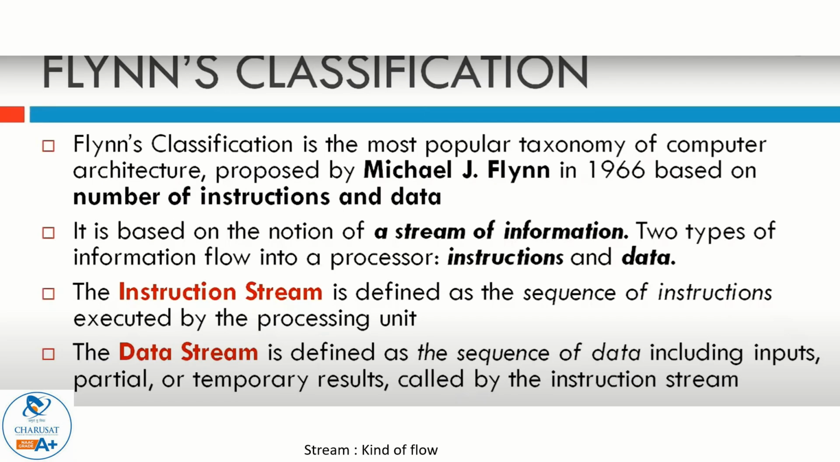So what is meant by Flynn's classification? Flynn's classification is the most popular taxonomy of computer architecture, proposed by Michael J. Flynn in 1966 based on the number of instructions and data. It is based on the notion of a stream of information, two types of information flow into the processor. What is meant by stream? Stream is basically a kind of flow.